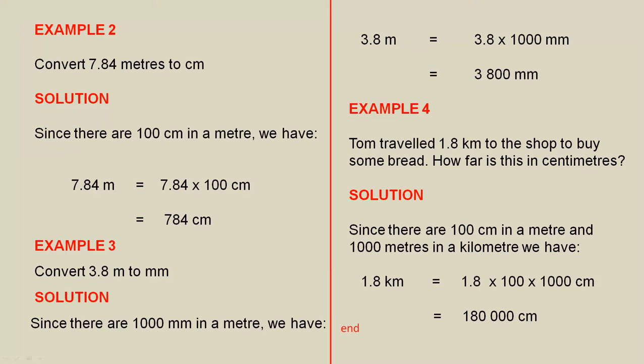Example 2. Convert 7.84 metres to centimetres. Since there are 100 centimetres in a metre, we have 7.84 metres equals 7.84 times 100 centimetres, which is 784 centimetres. So 7.84 metres is 784 centimetres.